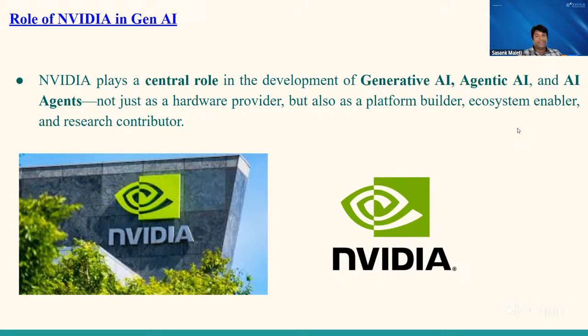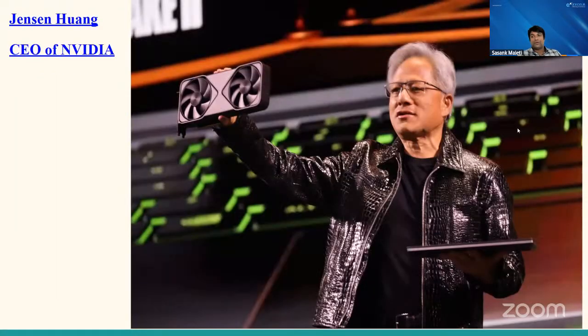So when we say Nvidia, a lot of people only think of it as a graphic card. How many of you think that it's only a graphic card? It's not just about a graphic card. It is not just a hardware provider. It is a platform builder, an ecosystem enabler, and a research contributor to the field of generative AI, agentic AI, and AI agents. Probably you would have seen this person. He is the current CEO of Nvidia, Jensen Huang.